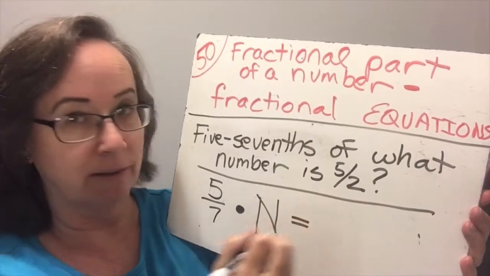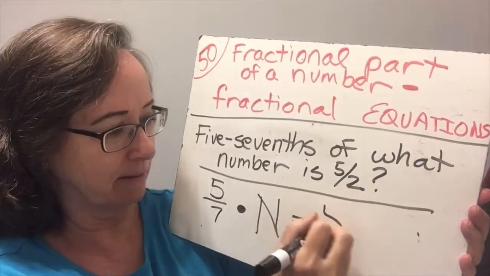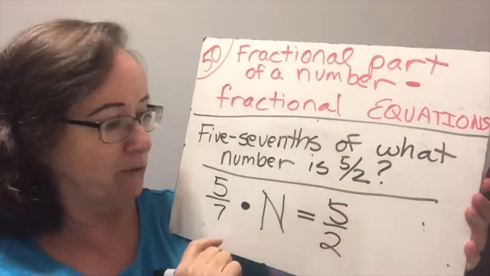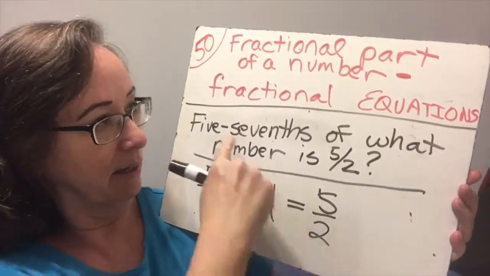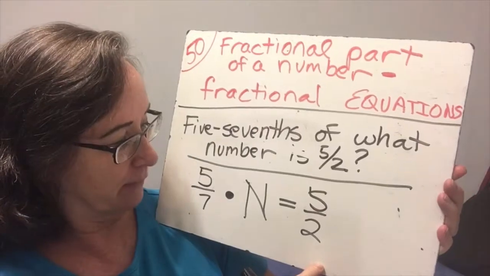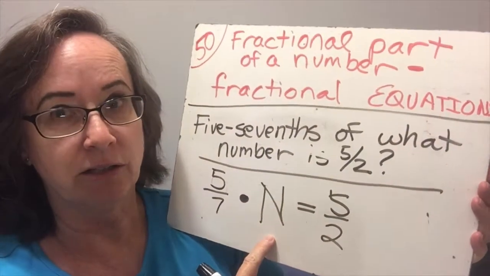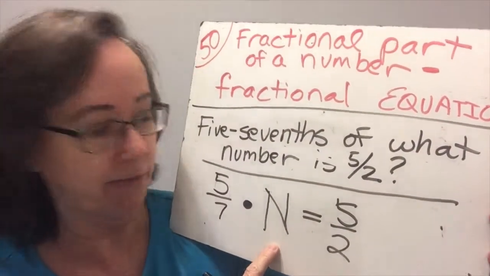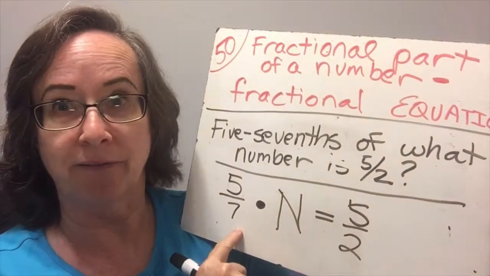Is our equal 5/2. So we've turned our word problem into an equation. Now our n is over here. Don't we want to get n by itself? So we need to get rid of the 5/7.